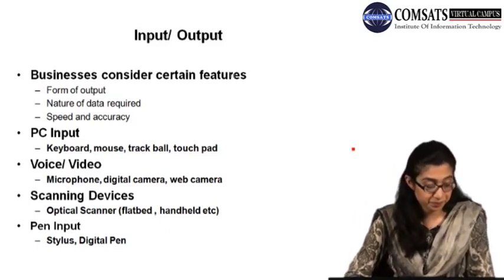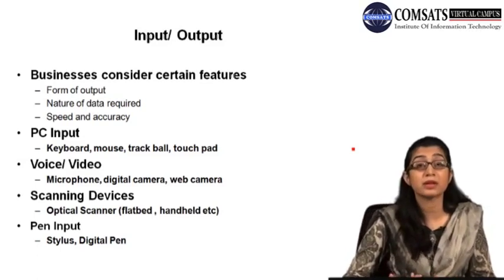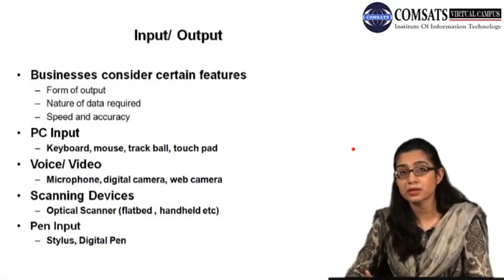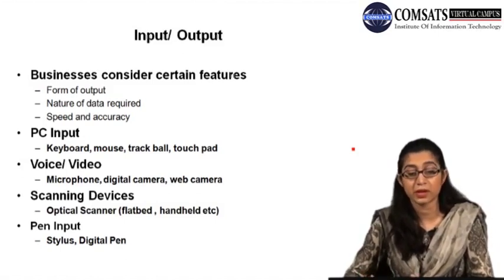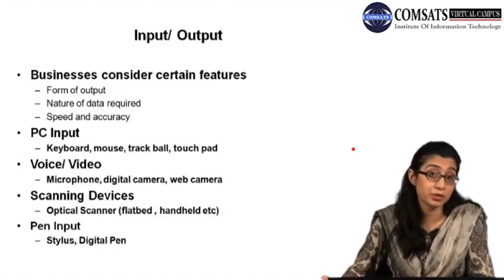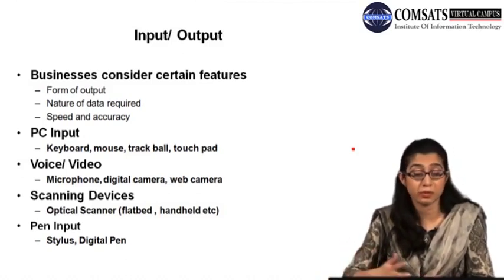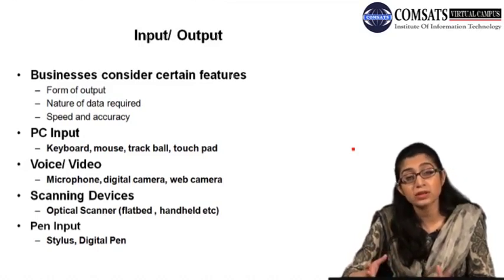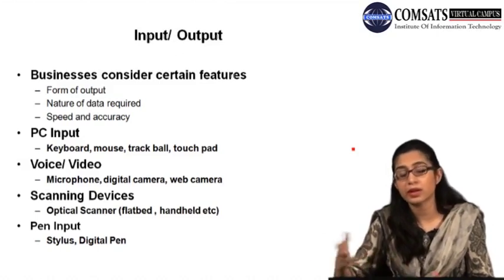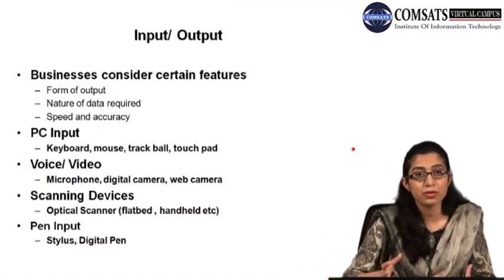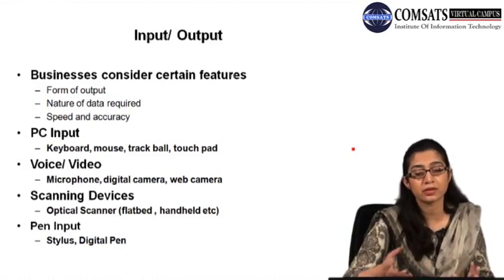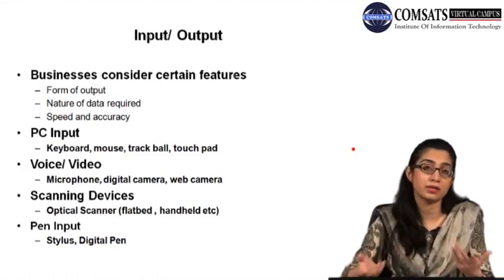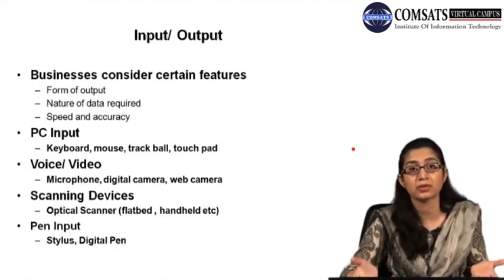बहुत basic devices हैं. So when the organizations, when they decide on what kind of input and output they require, ठीक है, so they consider a few of the features of these devices. For example, what is the form of output required? ठीक है, output आपको किस form में चाहिए? Then you require the nature of data, कि वो किस किस्म का data आपको enter करना है to get a certain output. And then you also consider the speed and the accuracy of the certain output devices, कि उनकी speed किस किस्म की है, or whether they are going to give us the kind of output needed or not.